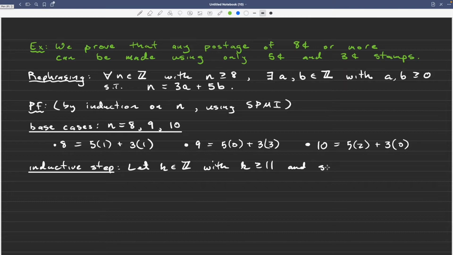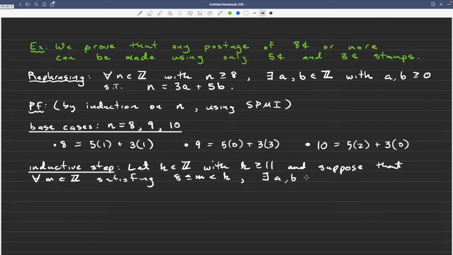So we've got to suppose the inductive hypothesis. So the inductive hypothesis is we want to suppose that any amount of postage starting at 8 and all the way up to k can be expressed in terms of 5-cent stamps and 3-cent stamps. So let's suppose that for every integer m satisfying m is greater than or equal to 8 but less than k, there exist integers a and b with a and b greater than or equal to 0, such that m can be written as 3 times a plus 5 times b.